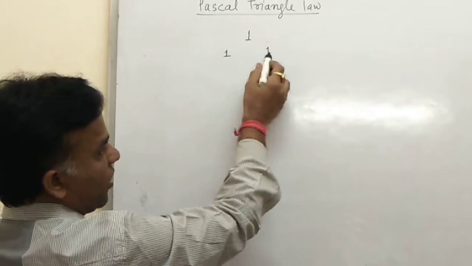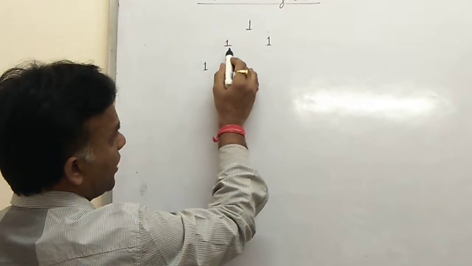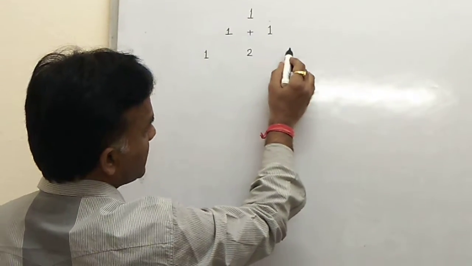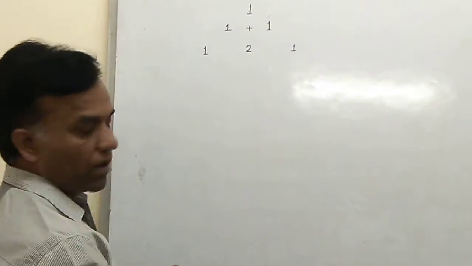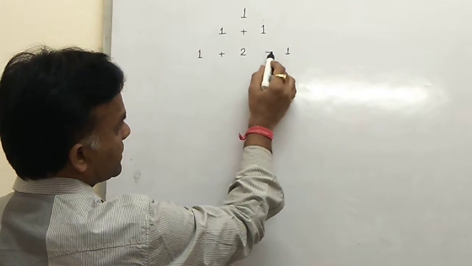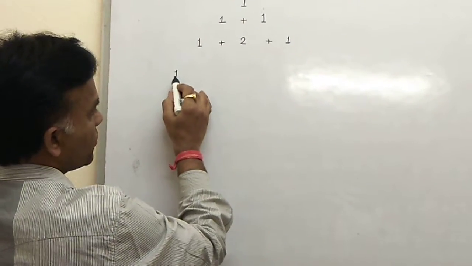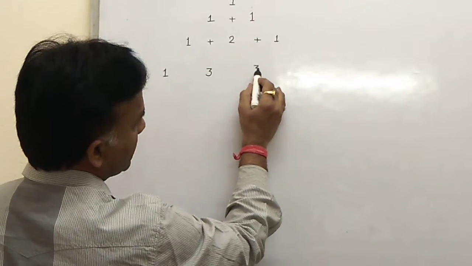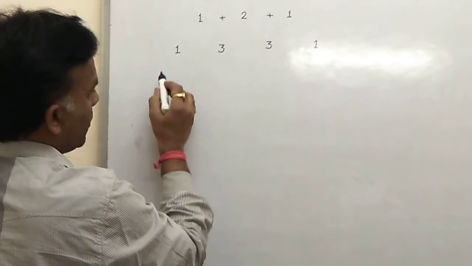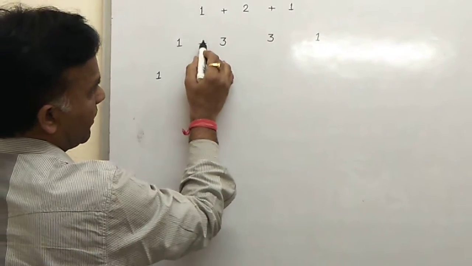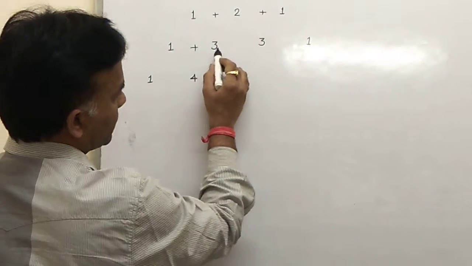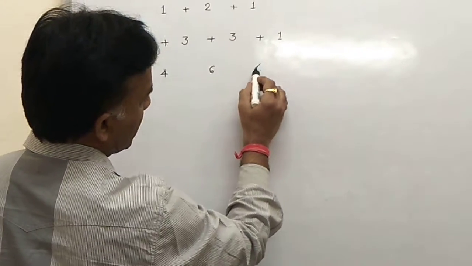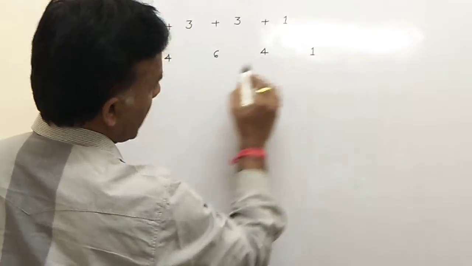So 1 as it is; the corner values you put as it is, 1 again as it is. Now you add these two terms: 1 plus 1 is 2, and then 1 as it is. Then always you add the two terms above, but 1 you always put as it is. So 1 plus 2 is 3, 2 plus 1 is again 3, and then 1 as it is. Now 1 plus 3 is 4, 3 plus 3 is 6, and 3 plus 1 is 4, and then 1 as it is.